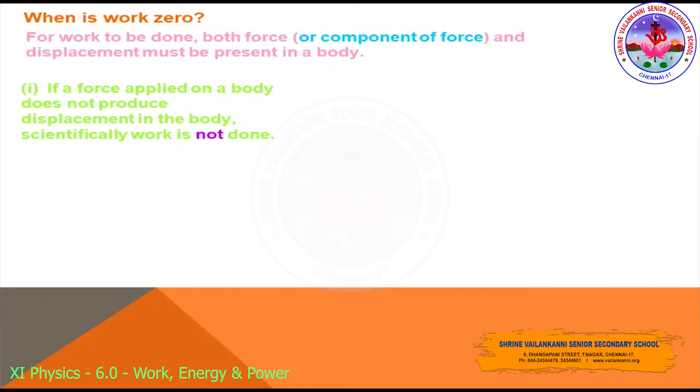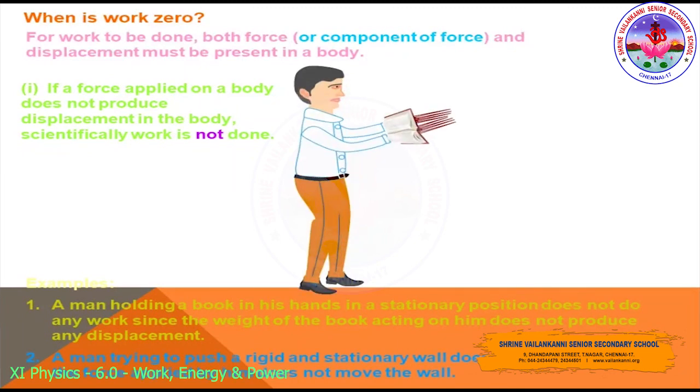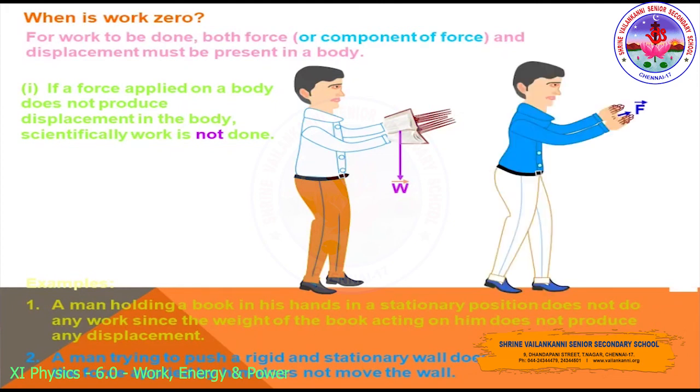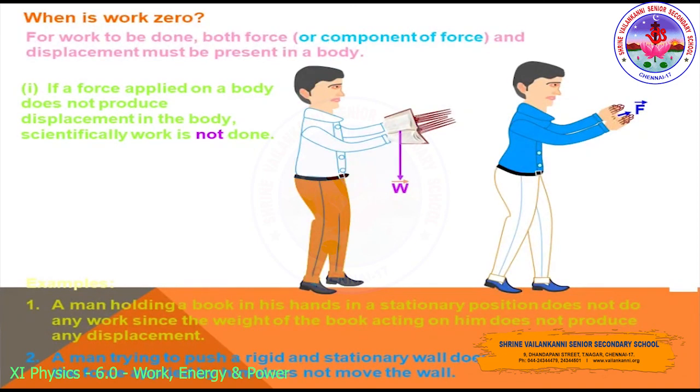See, if a force applied on a body does not produce displacement in the body, scientifically work is not done, right? For example, a man holding a book in his hand in a stationary position does not do any work, since the weight of the book acting on him does not produce any displacement. Similarly, a man trying to push a rigid and stationary wall does not do work, since the force applied by him does not move the wall. So this time we can say that the work is 0 here. If a force applied on the body does not produce displacement in the body, then we conclude that the work is not done by the person in these two cases.